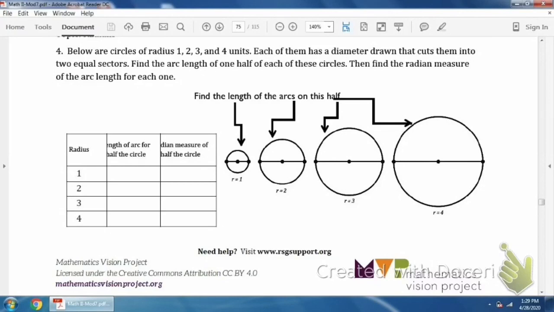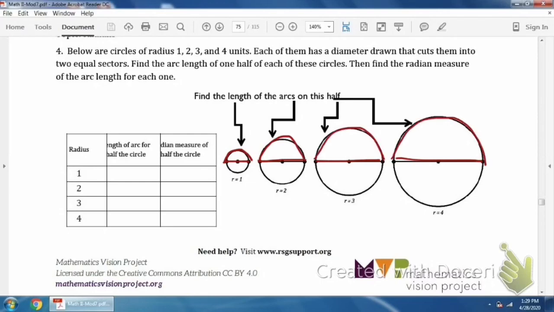Okay, so we got like right there, right there, right there. They all have 1 diameter each that cuts them in half. So they say find the arc length of 1/2 of each of these circles. That's kind of like what we did before. Remember, it was angle divided by 360 times the circumference. But keep in mind here, all of these are talking about half of a circle.